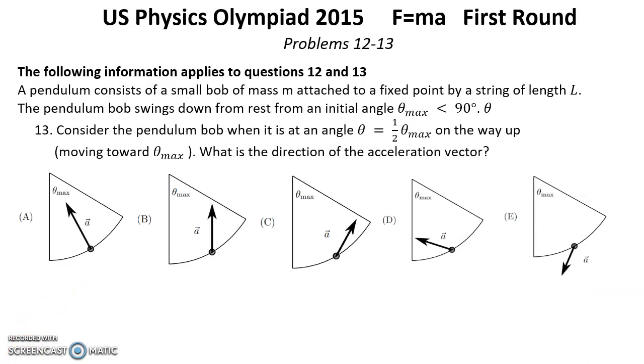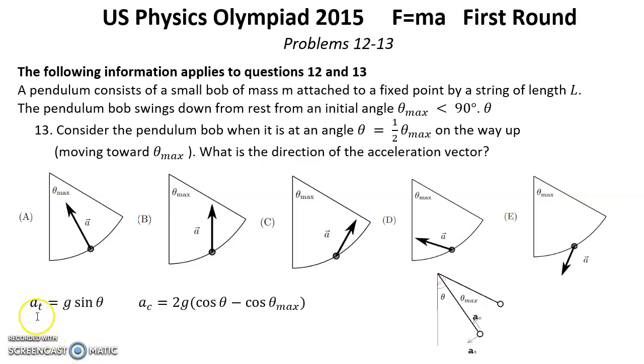Question 13. Consider the pendulum bob when it is at angle theta equal 1/2 theta maximum on the way up, moving toward theta maximum. What is the direction of the acceleration vector? Solution. Let's compare this to our previous result.